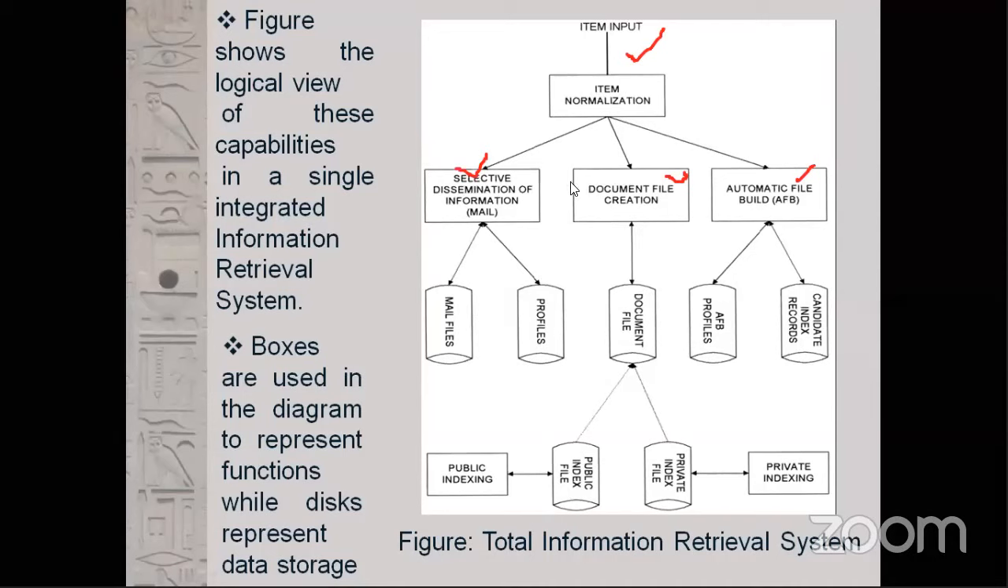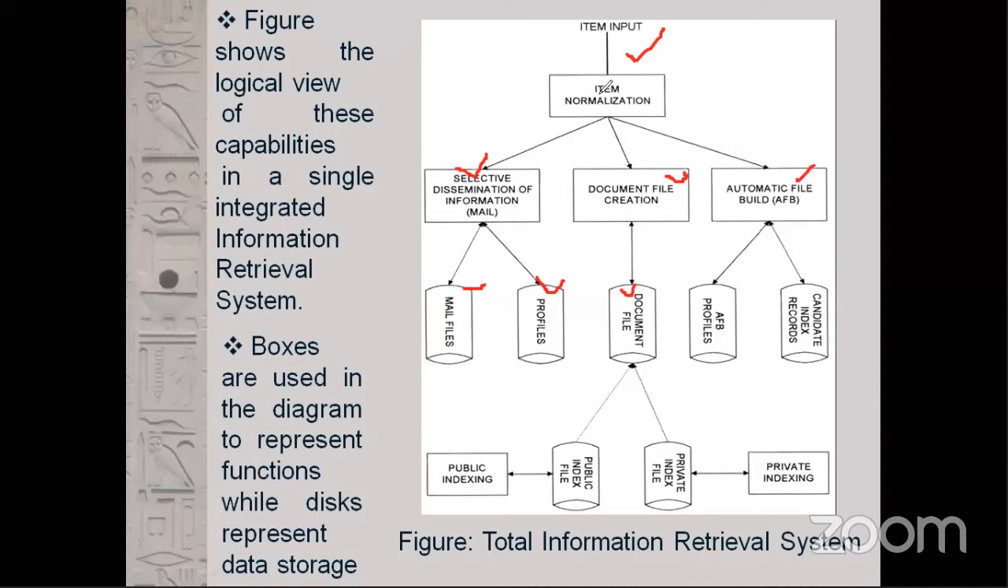So in this, the boxes I'm using here, these particular things that are rectangle shaped, represent the functional aspects, whereas these disk symbols that are shown are called databases. So these are representing the databases here. Okay. So like that, your information retrieval system is composed of majorly these four functional processes here.